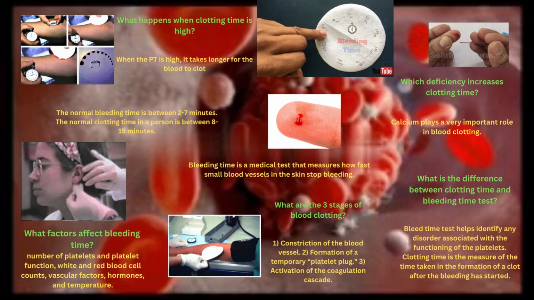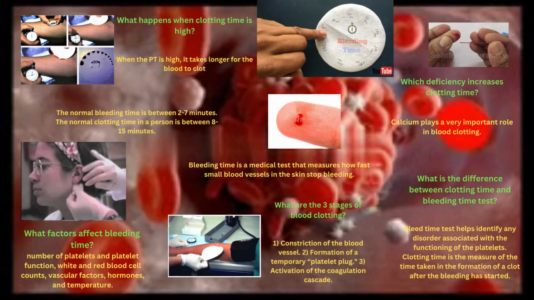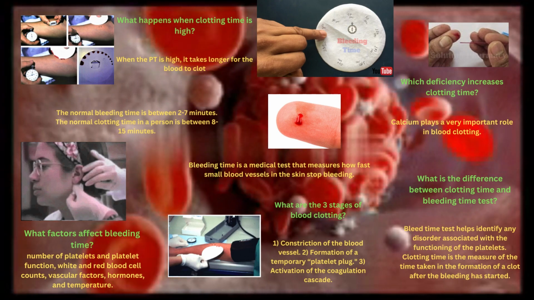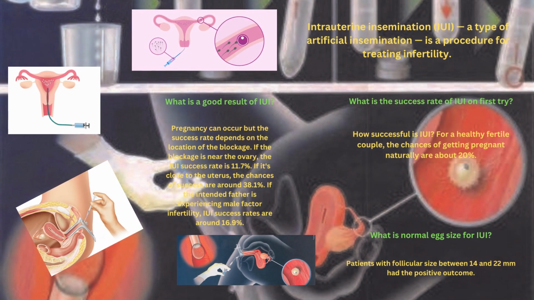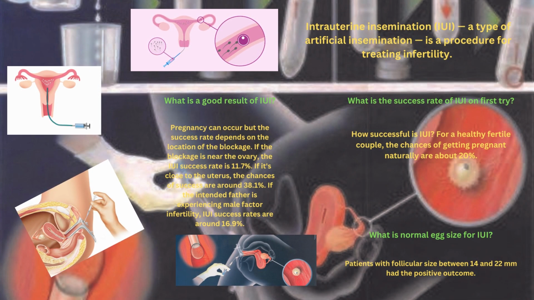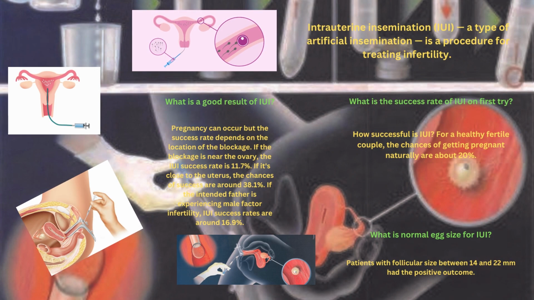Which deficiency increases clotting time? Calcium plays a very important role in blood clotting. Intrauterine insemination, a type of artificial insemination, is a procedure for treating infertility. What is the success rate of IUI on first try? For a healthy fertile couple, the chances of getting pregnant naturally are about 20%. What is normal egg size for IUI? Patients with follicular size between 14 and 22 millimeters had the positive outcome.